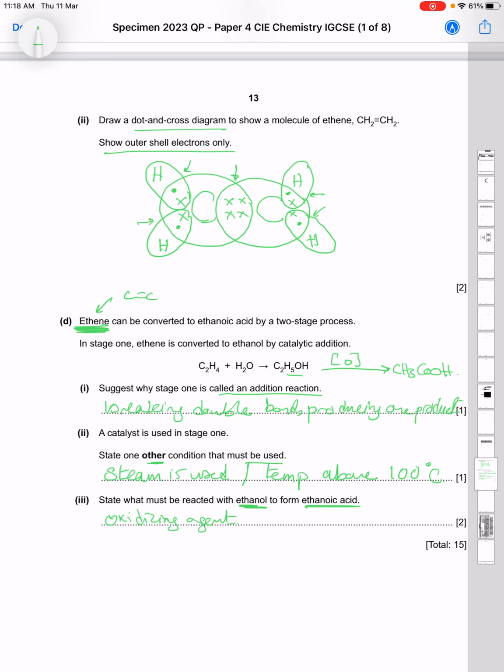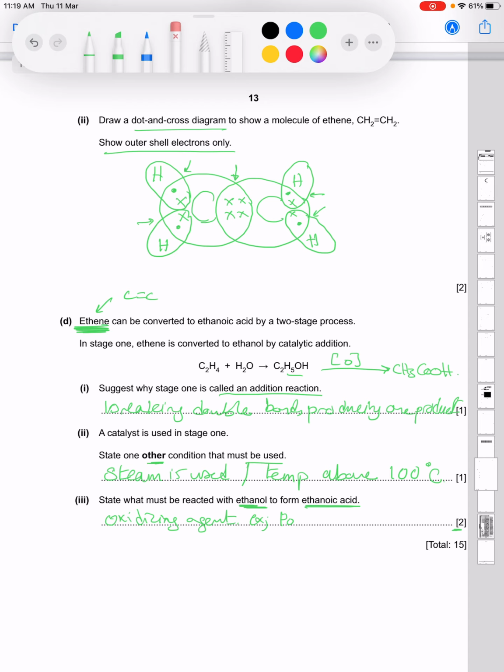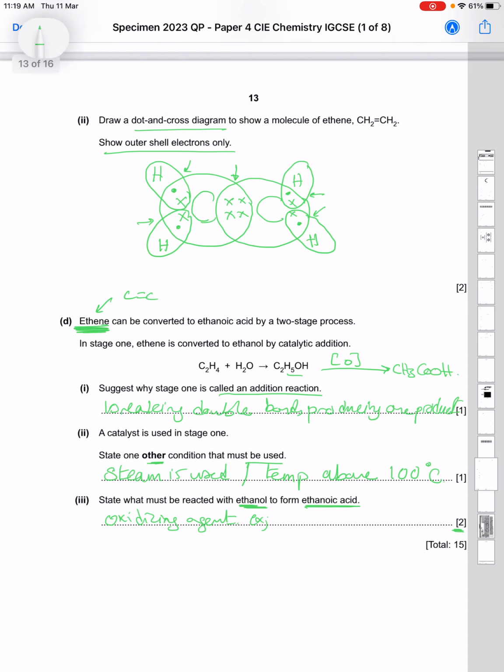I would write, for example, potassium manganate or acidified aqueous dichromate. So let's write potassium manganate. And because this is a 2 mark question, you need to write that it's acidified, because you need to add acid as a catalyst to the potassium manganate. So that accounts for the 2nd mark.